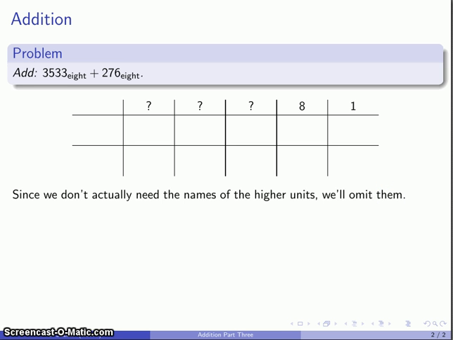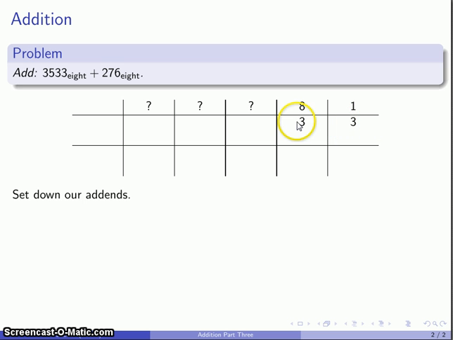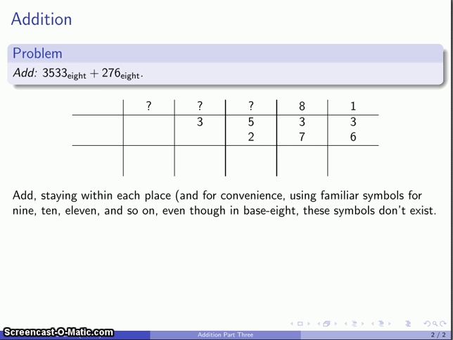Next, we'll set down our addends, and again, this time we're going to write them down from lowest place value to highest place value. So our first addend is 3, 3, 5, and 3, again reading from lowest to highest place value. And our second addend is going to be 6, 7, and 6, again reading from lowest to highest place value. And now we can add, staying within each place.